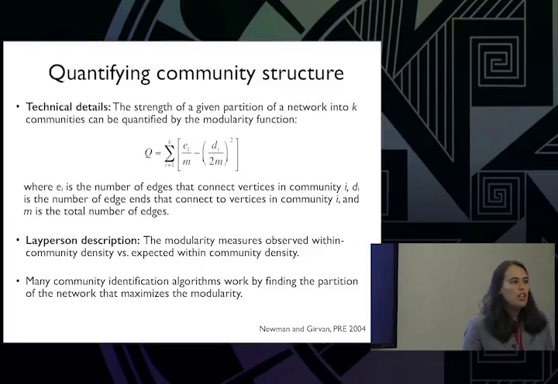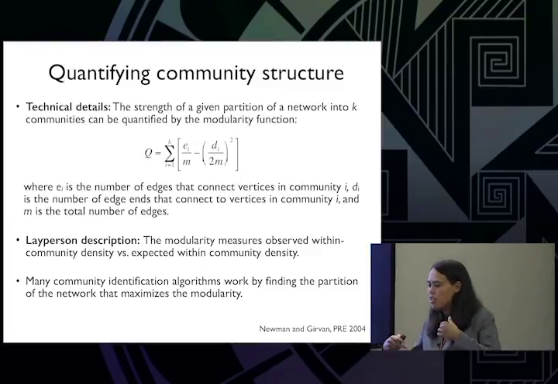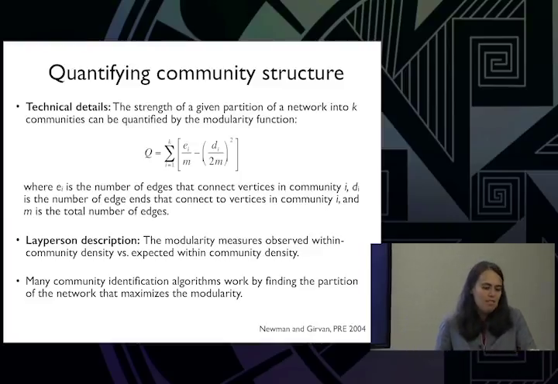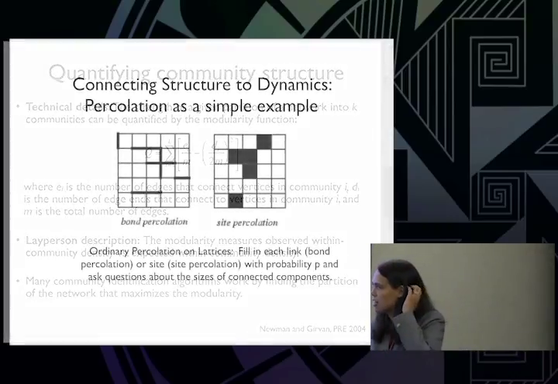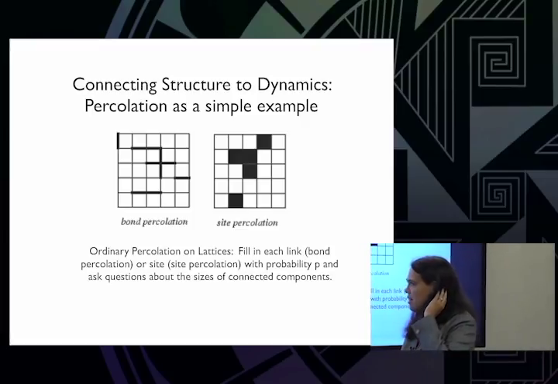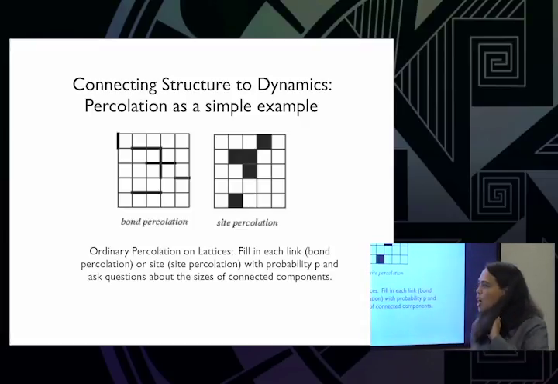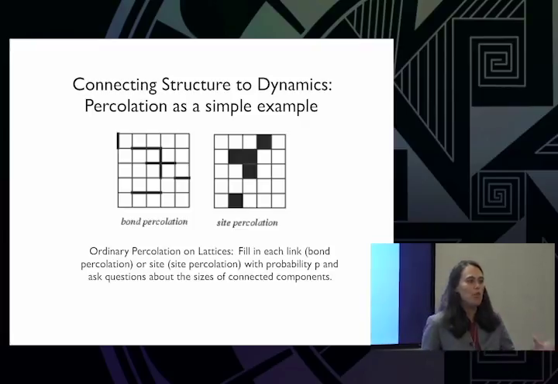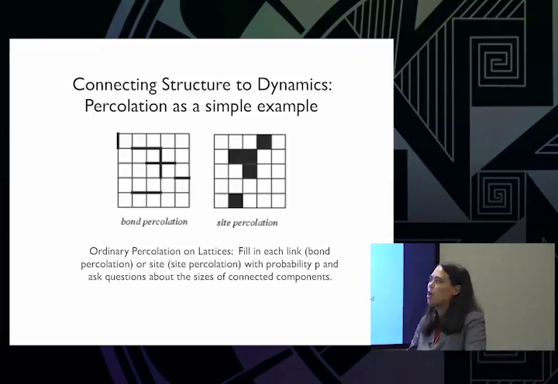But I want to talk a little bit, at least, about how these structural features influence the function of these networks. So one of the simplest examples, and I think Hernan will talk about spreading processes in a lot more detail, is what we call percolation.